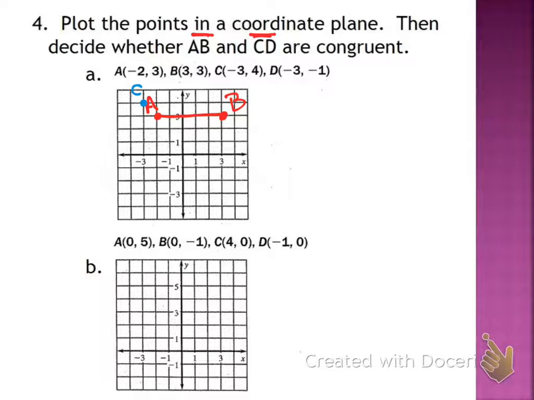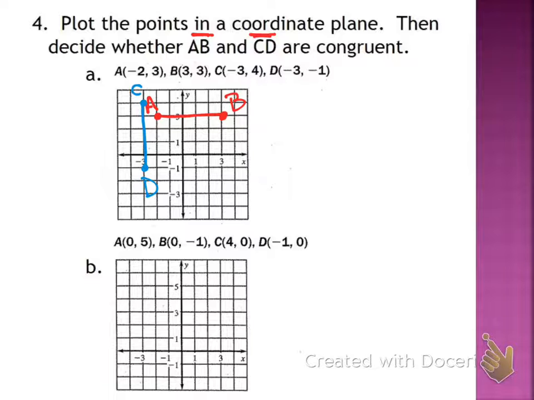Now who's helping me out with point D? And very good. Left 3, down 1 for D. Again, I'm making a segment out of those 2 points. Now I have to decide if those segments are congruent.